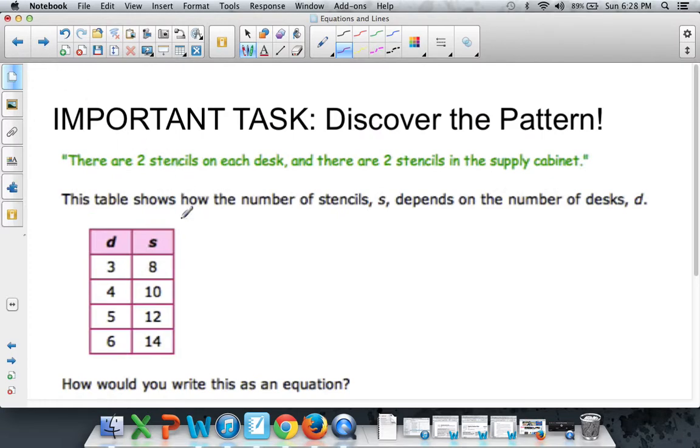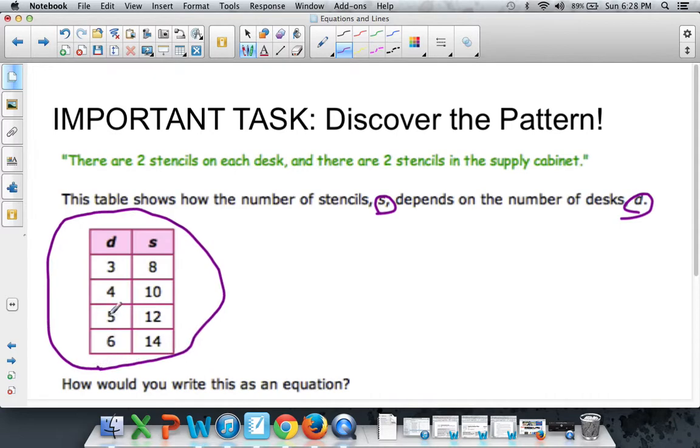There are 2 stencils on each desk, and there are 2 stencils in the supply cabinet. This table shows how the number of stencils, S, depends on the number of desks, D. Look at this table. It's okay if you don't completely understand the sentence right away, because the table is designed to help you understand.